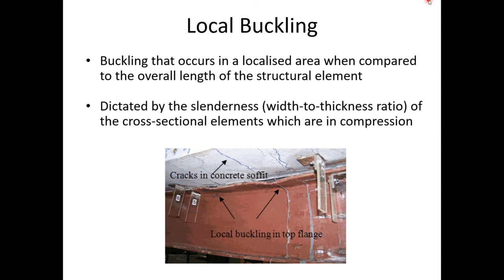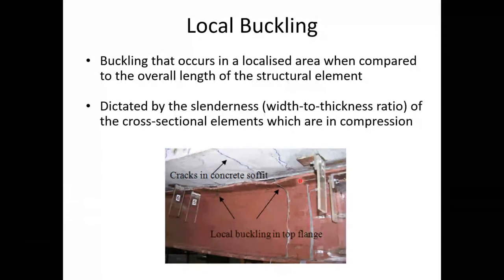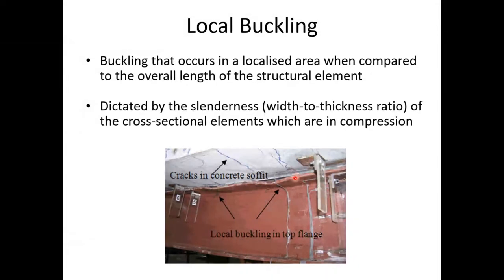So we can have the same with the buckling. We can have a local effect, where the length of the buckle is short relative to the overall length of the member, or we can have a global buckle, where the length of the buckling is similar to the length of the member. It's dictated by the slenderness, the width to thickness ratio. In this example here, the width is from the web out to the edge of the flange, and the thickness is the thickness of the flange here. So it's the ratio of this length here, the free cantilever length, and the thickness. The bigger that is, the more susceptible it is to local buckling.